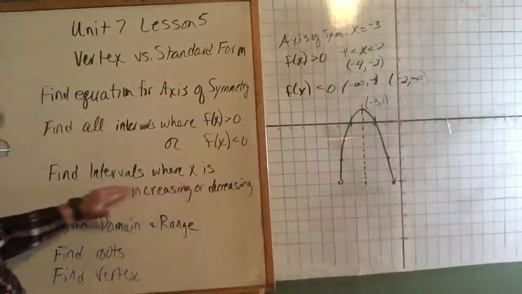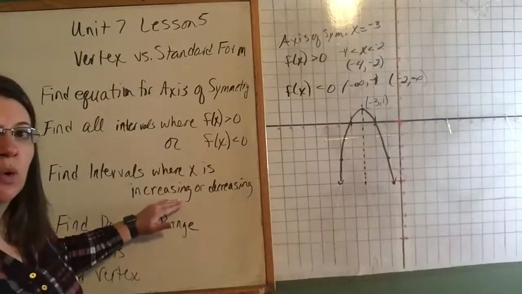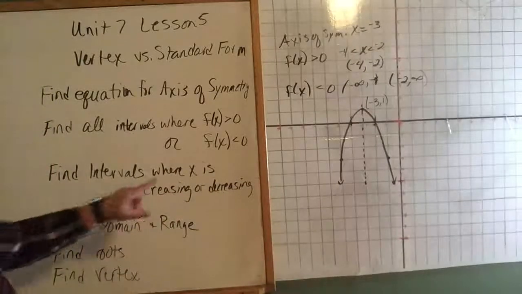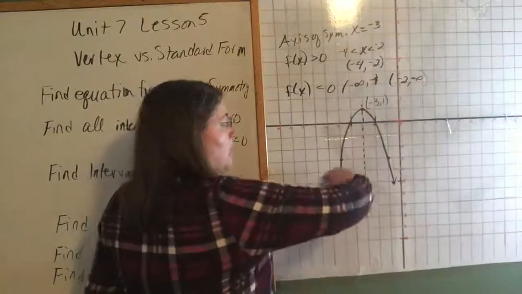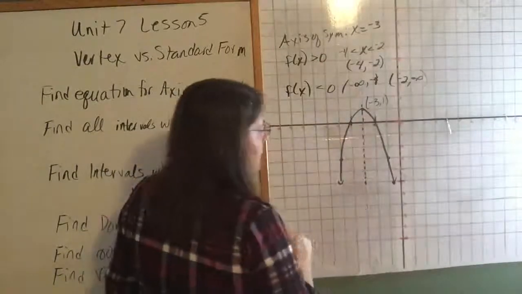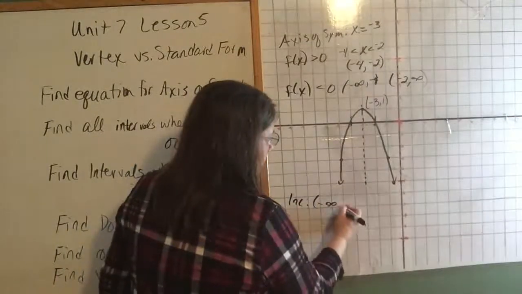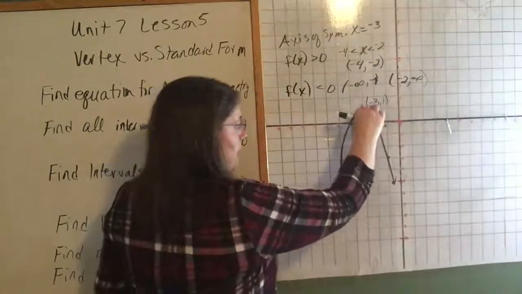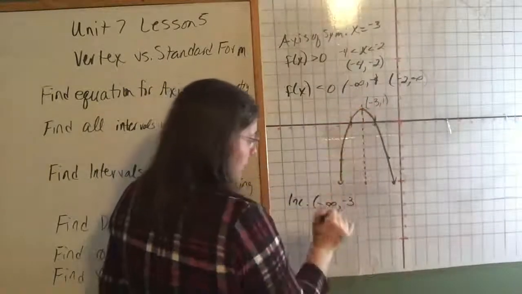In the next thing they're asking us to do, is find the intervals where x is increasing or decreasing. And again, we're going to do these intervals based on the x value. So this parabola is increasing as we move from left to right if it's going up. And you can see that it's doing that from -infinity until we get to the x value of -3. And again, it's not including -3. At -3, it's not increasing or decreasing, it's staying stagnant right there. That's where the change of direction is happening.